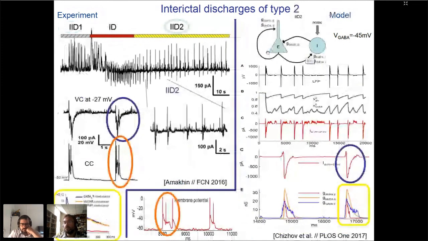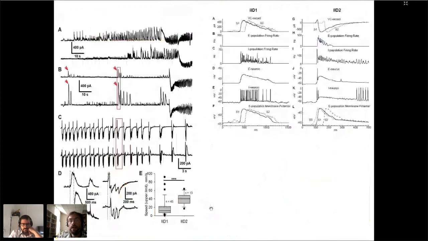If we shift V-GABA more, then interneurons are able to excite pyramidal cells, and they contribute with a glutamatergic component. So we see a GABA-glutamatergic component, like in a typical experiment, and we have all three synaptic components active in this case. And in current clamp, we see a burst of spikes in experiment and in model.